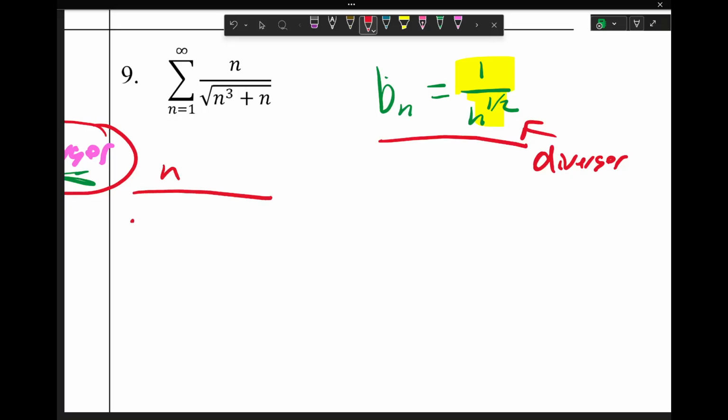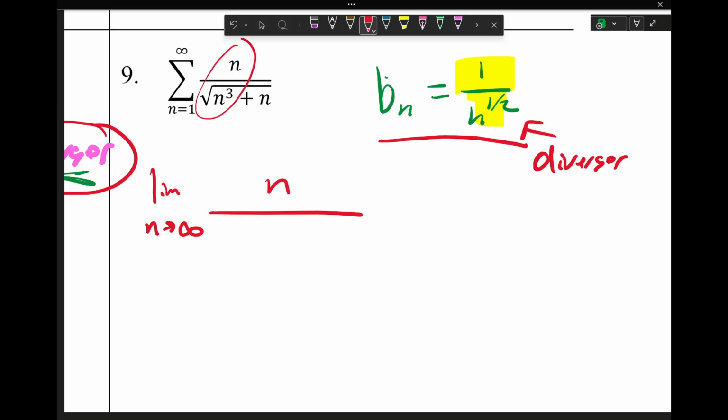Then I can try to figure out this limit. And again, I'm only really worried about the biggest stuff. So I've got an n over like an n to the 3/2, plus the square root of n. But the plus the square root of n doesn't matter. This grows much faster. Okay, if I try to divide by this, it's the same as multiplying by that.